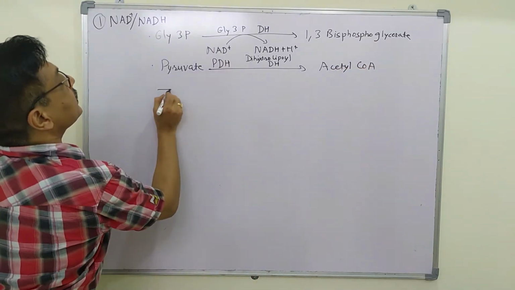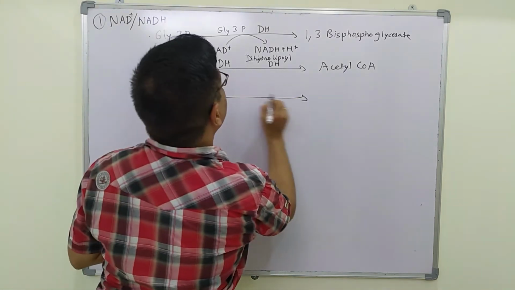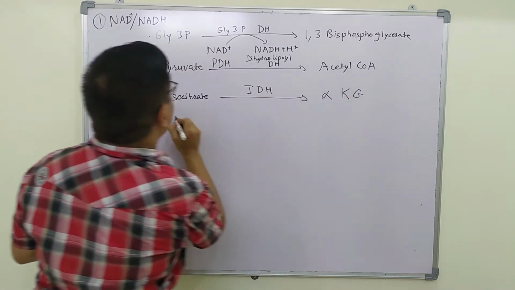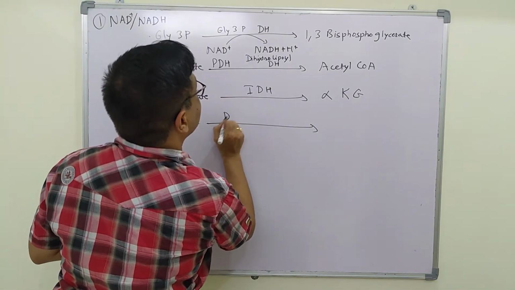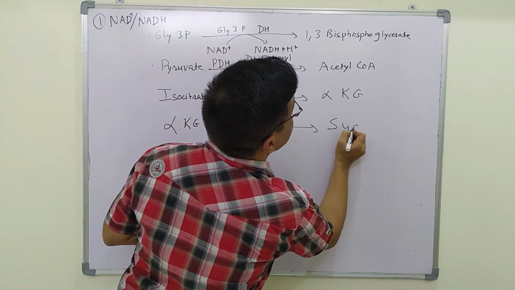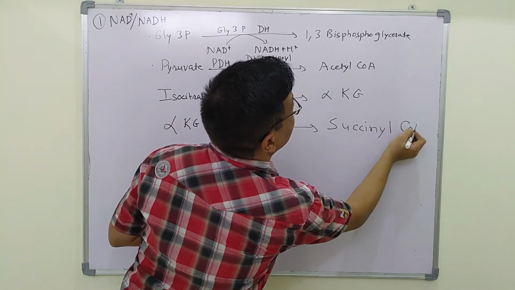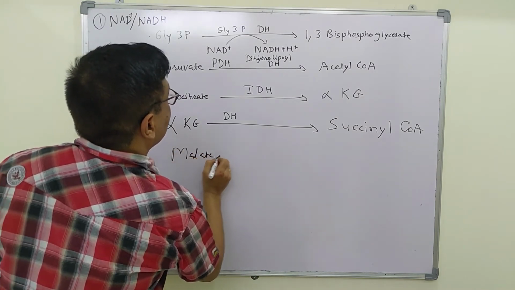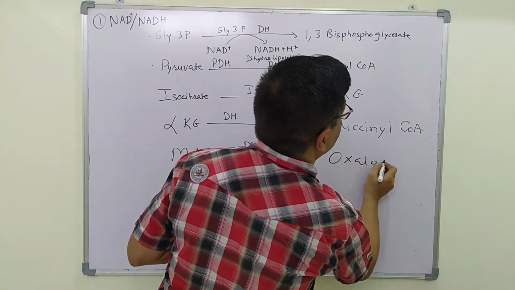Coming to TCA cycle reaction, isocitrate acted upon by isocitrate dehydrogenase is converted into alpha-ketoglutarate. Alpha-ketoglutarate acted upon by alpha-ketoglutarate dehydrogenase complex, actual enzyme is dihydrolipoyl dehydrogenase, is converted into succinyl-CoA. Then malate acted upon by malate dehydrogenase is converted into oxaloacetate.